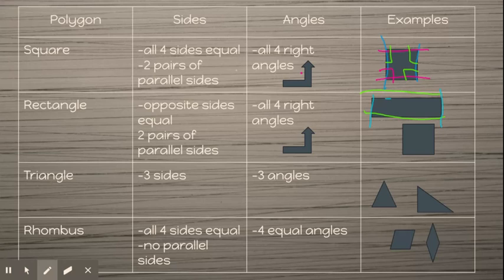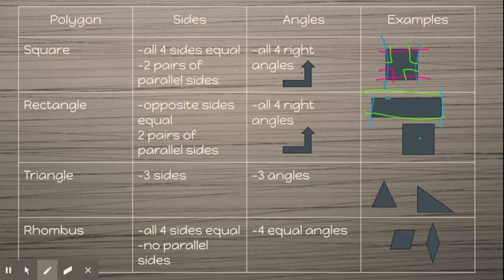Something that can be confusing is a square can be a rectangle because it has these 2 features. Opposite sides are equal and 2 pairs of parallel sides. So a square can be a rectangle, but not all rectangles can be squares. We will be talking about that a lot more.